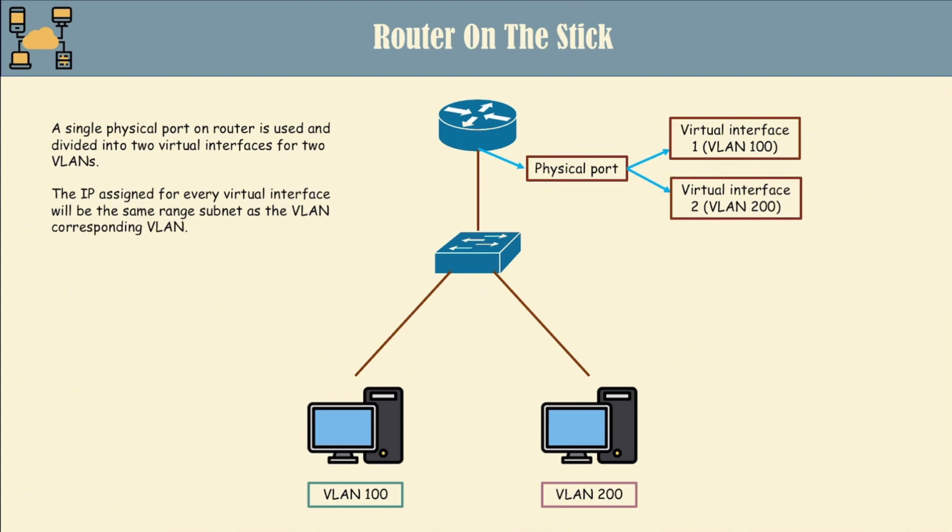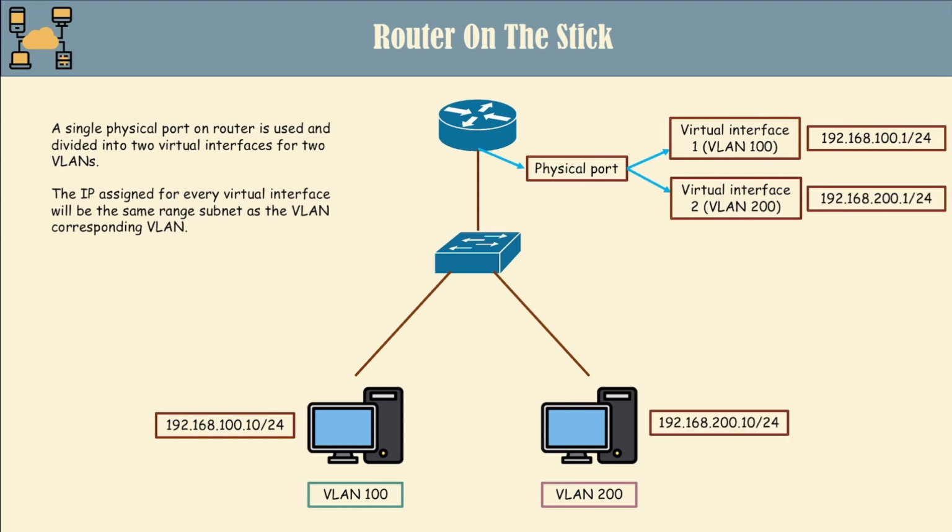communication. For example, if a PC in VLAN 100 has the IP address 192.168.100.10/24, then the IP address of the first virtual interface on the router is 192.168.100.1/24. Similarly, if a PC in VLAN 200 has the IP address 192.168.200.10/24, then the IP address of the remaining virtual interface on the router is 192.168.200.1/24. When going from VLAN 100 to VLAN 200, the traffic has to pass through the router.